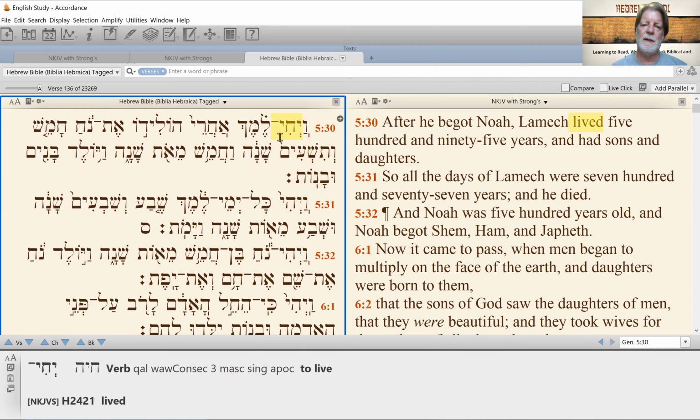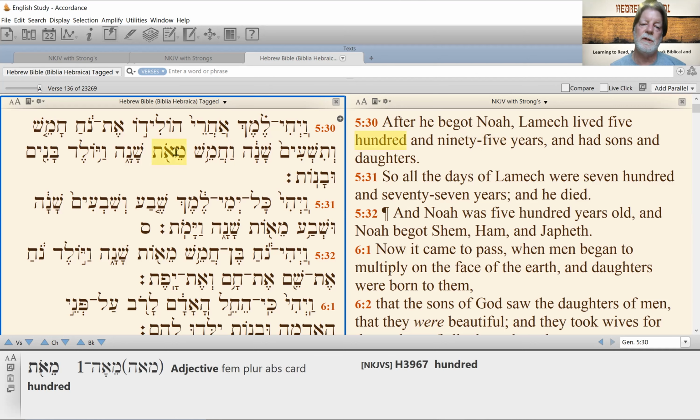Vayehi, and he lived. Lamech lived. Achare holido et Noach, after he had caused to be born Noach. Chamesh v'tish'im shana, 95 years.